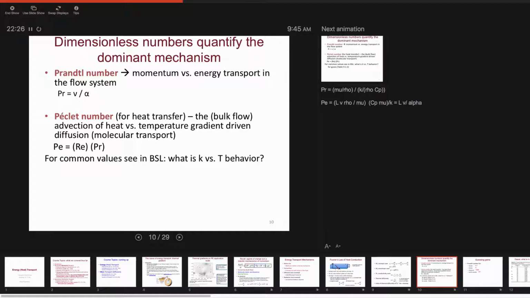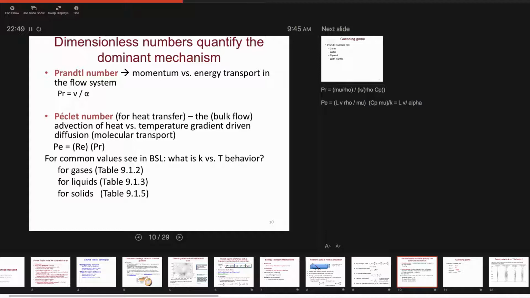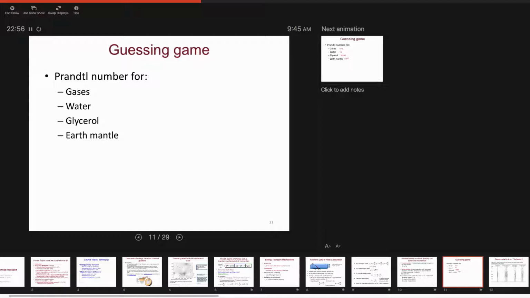And for common values, we're going to take a look at the values in BSL. I have tables coming up. For gases, there are tables 9.1-2, 9.1-3, 9.1-5. So let's just do a guessing game before we look at them. Any idea what this Prandtl number is, in terms of momentum transfer winning over? Again, this is the momentum versus energy transport ratio. For gases, water, glycerol, and earth mantle, just throw in a gunky fluid at the core of the earth. Roughly? Order of magnitude? I'm looking for order of magnitude.